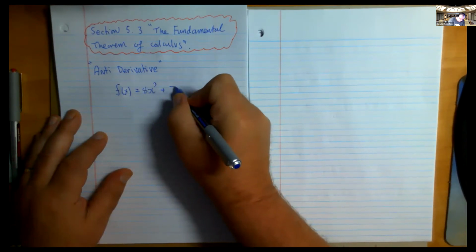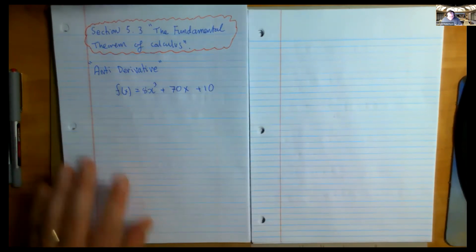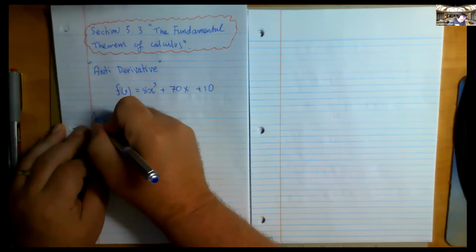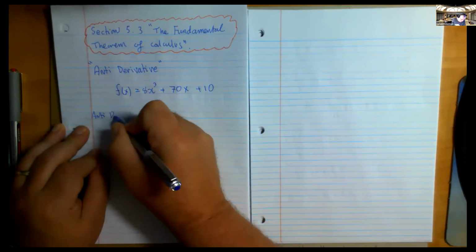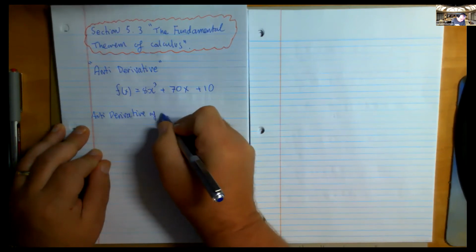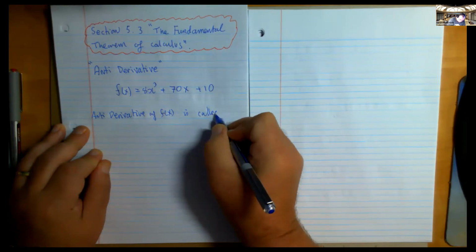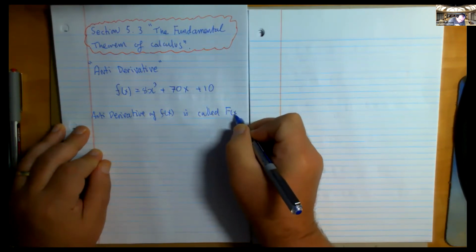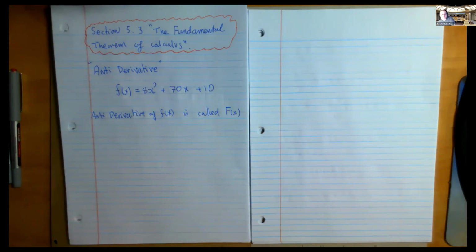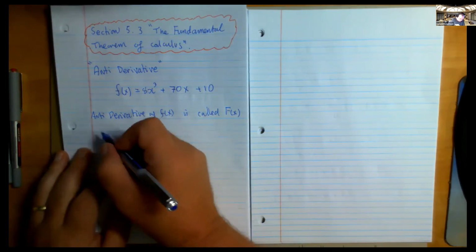8x cubed plus 70x plus 10. The antiderivative of this function is typically called, in almost every textbook I've looked at, a capital F of x. So the antiderivative of this function is going to be called a capital F of x.